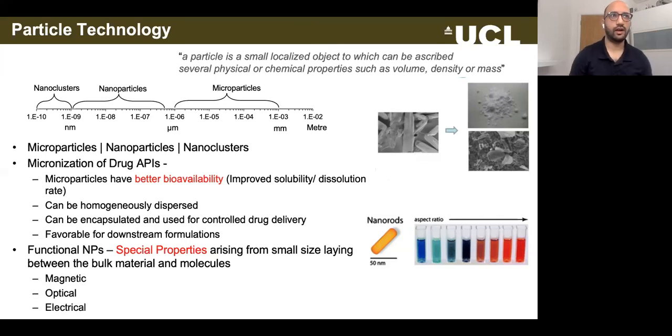So the whole area of nanoparticle research is focused on making different types of nanoparticles, which have different properties. They could be magnetic, they could be optical, they could be electrical, they could be catalytic. There is a new area of research of making catalytic nanoparticles, which are even better catalysts than the bulk ones. So that is a huge area of research using nanoparticles. And if we go even smaller than nanoparticles, you get nanoclusters, which are less than 1 nanometer in size.